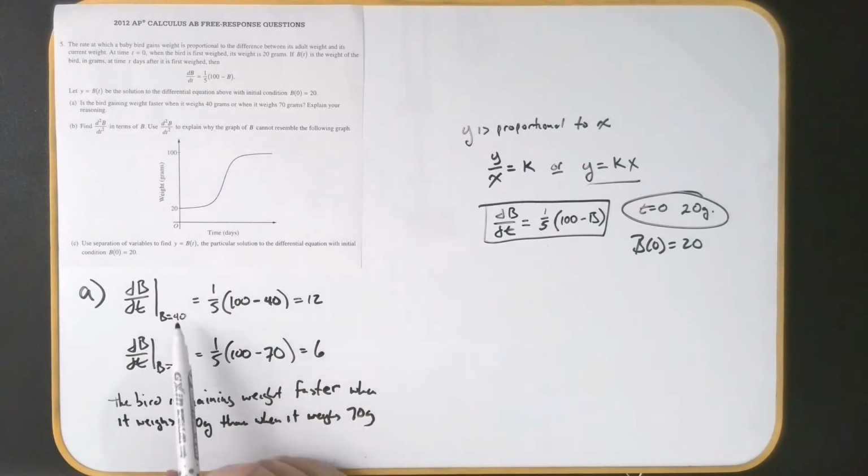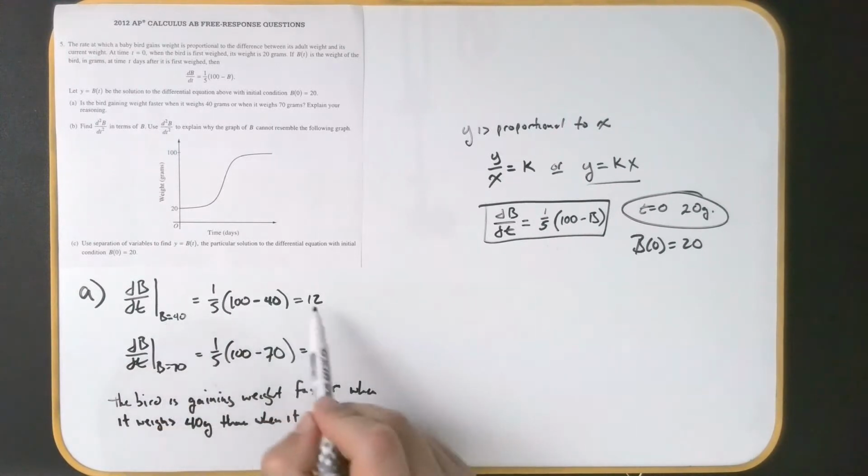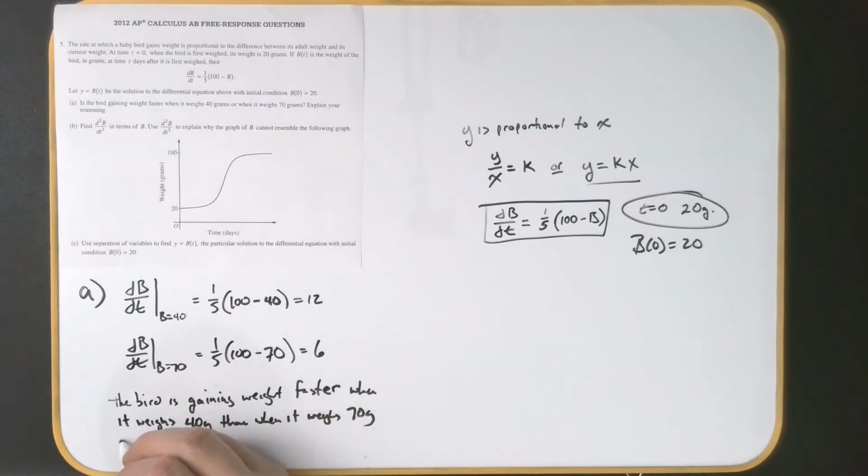When it was weighing 40 grams, it was increasing at a rate of 12 grams per day. When it was a little heavier, it was still gaining, but not quite as fast. So the bird's gaining weight faster when the bird weighs 40 grams than when it weighs 70, because 12 is greater than 6. Okay? And that's A. Now let's look at part B.